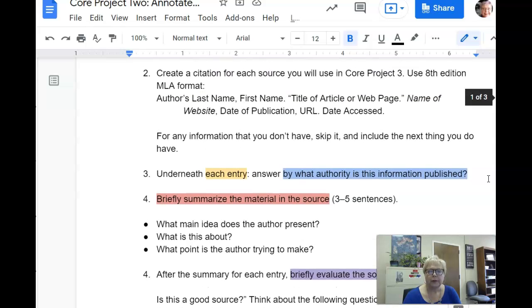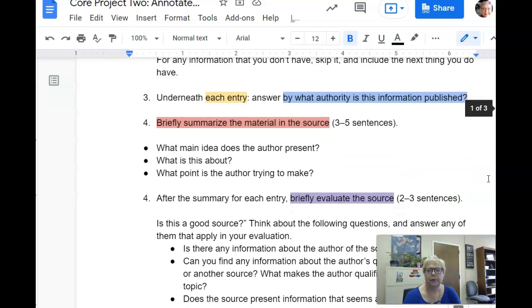And then we're going to, after that, under each entry, you're going to answer these questions. By what authority is this information published? How did you know it was a good source? By what authority? Was it a person that knew a lot about the subject that you were researching? Was it an organization?